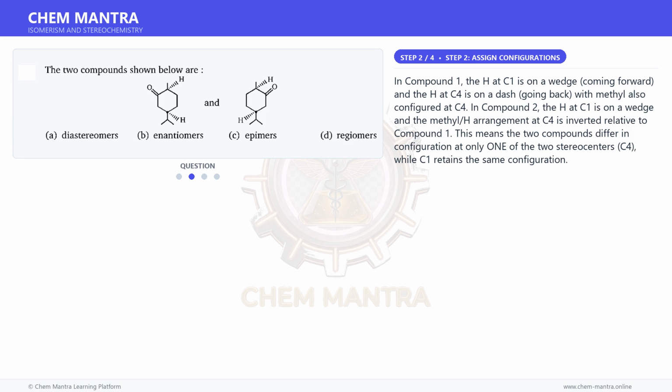In compound 2, the H at C1 is on a wedge and the methyl H arrangement at C4 is inverted relative to compound 1. This means the two compounds differ in configuration at only one of the two stereocenters, C4, while C1 retains the same configuration.